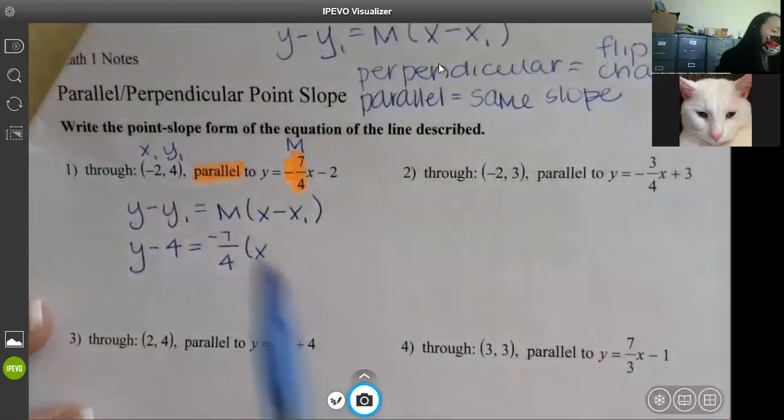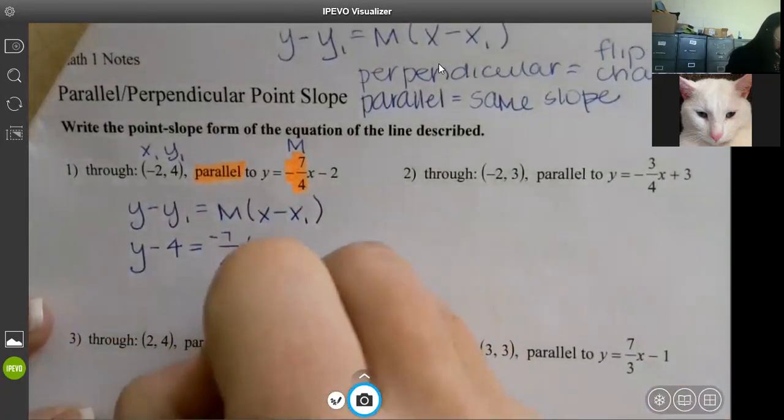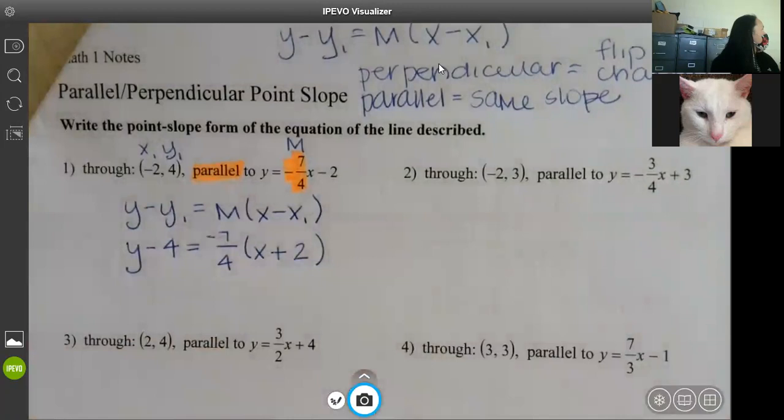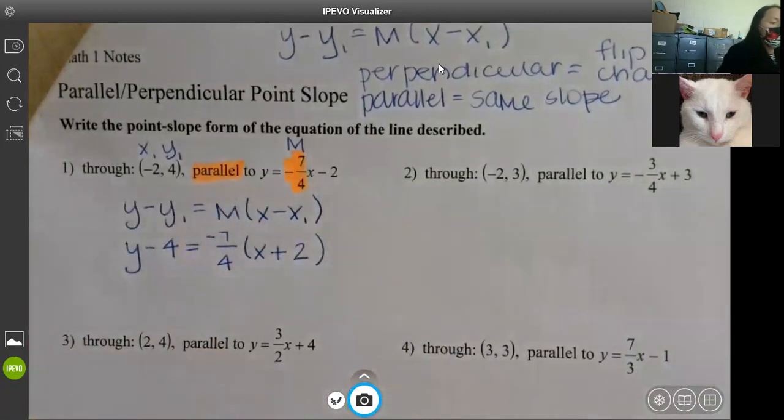And then x, what's my x1? And why is it plus? Because we change the signs. That's it. The only thing you need the equation for is to get the slope. That's it. It is really easy.